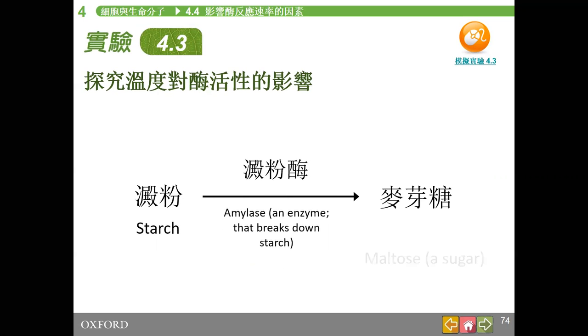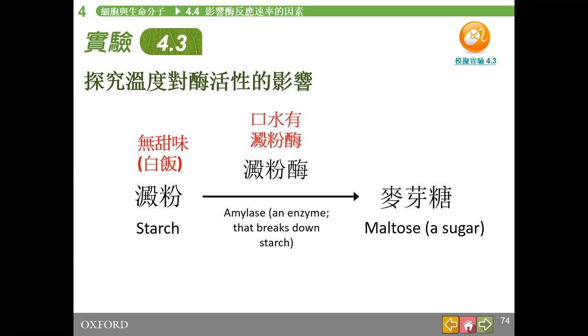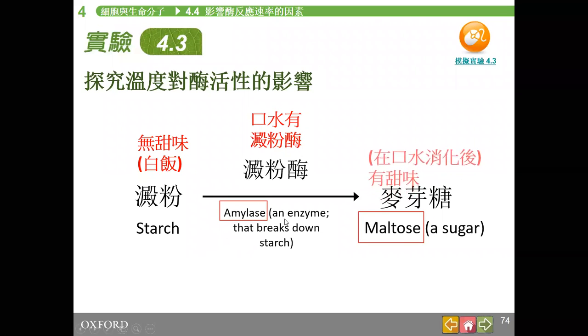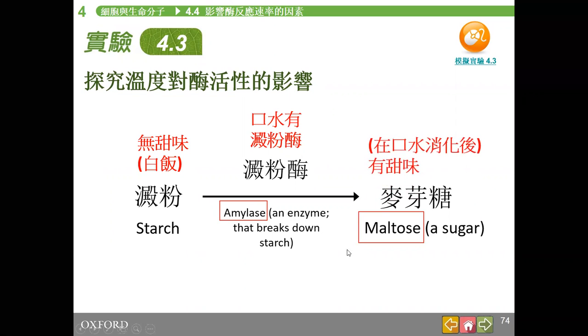Starch, amylase, and maltose are sugar. Starch 係澱粉. Starch is not sweet in this case. So why do we have some sweet taste afterwards? Because we have an enzyme called amylase. Amylase can break down starch to convert it into maltose, 麥芽糖, and then you will feel sweet.